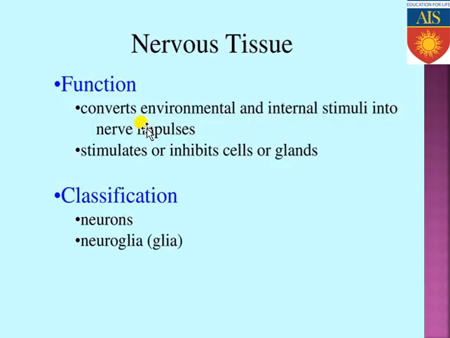Nervous tissue functions: it converts environmental and internal stimuli into nerve impulses, because those impulses are very much required for coordinating various body organs and tissues. It will stimulate as well as inhibit the cells as well as all of the glands. The nervous tissue is made up of two things: one is neuron and the second is neuroglia. Neurons are the main structural and functional unit of nervous tissue, and neuroglia means the supporting cells present surrounding the neuron.